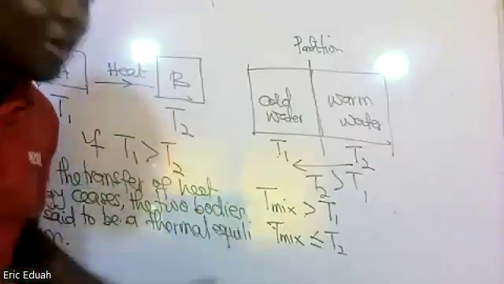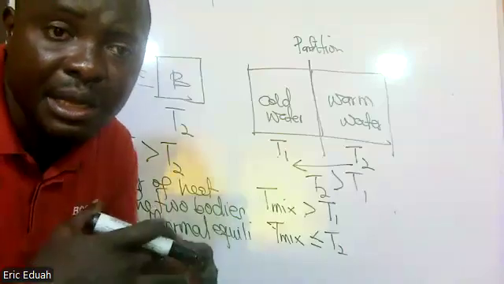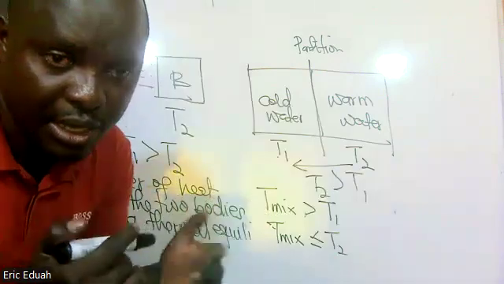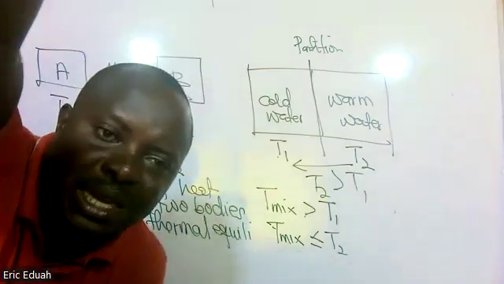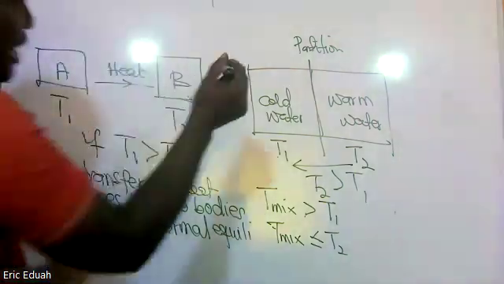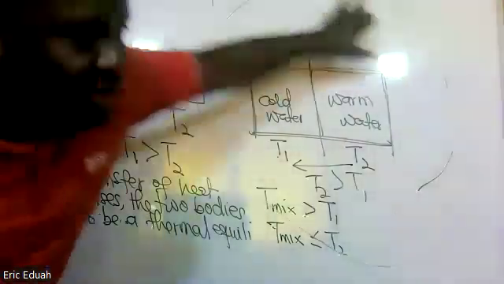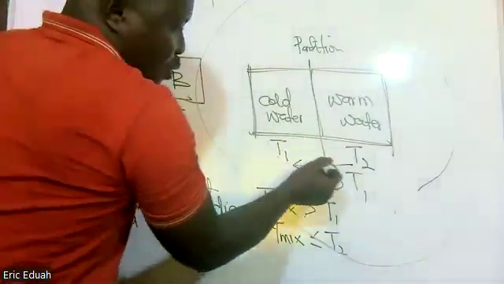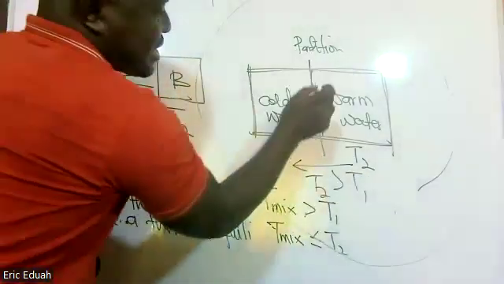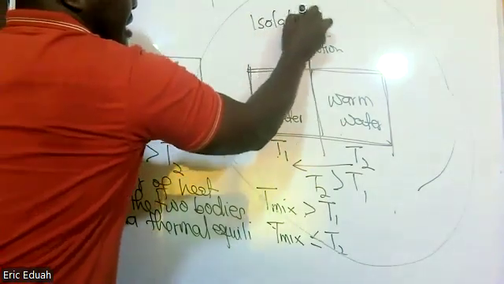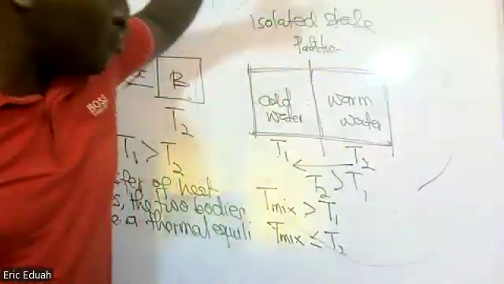But this thing occurs on condition. The condition is that the two bodies in thermal contact must be in an isolated system, where no heat energy is transferred from the system to the surrounding or from the surrounding to the system. Here, this is the system. Whatever is under study is the system, and the surrounding is the area or region around it. So whenever two bodies are in thermal contact and heat energy can be transferred depending on the difference in temperature, then the system must be in an isolated state where no heat energy can be transferred from the system to the surrounding or from the surrounding to the system.